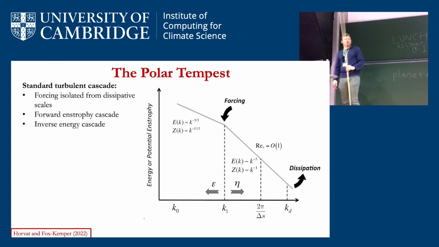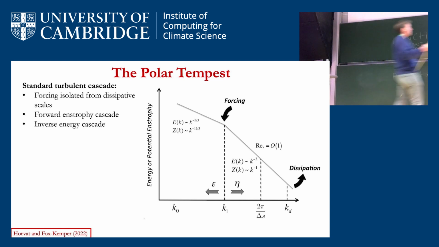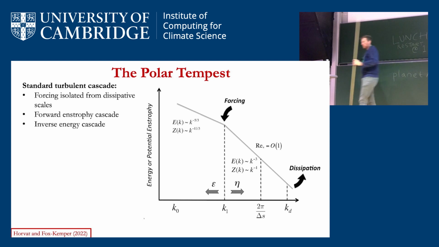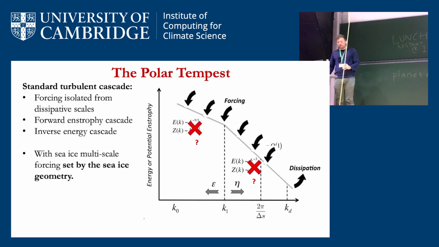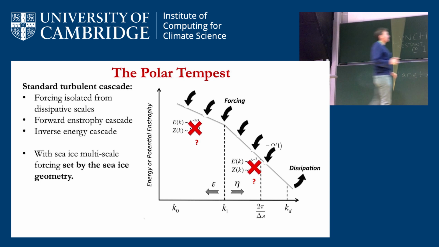So this is a diagram of a standard two-dimensional turbulent cascade. You have a scale of forcing here. There's a forward enstrophy cascade down to the grid scale, dissipation here, forcing is separate from the dissipation, and there's an inverse energy cascade. Energy is dissipated generally in contact with boundaries of your domain. When you get sea ice, it has this full multifractal distribution of cracks, floes, and so your forcing is no longer isolated from either side of the inertial range in this cascade. So we have big issues.